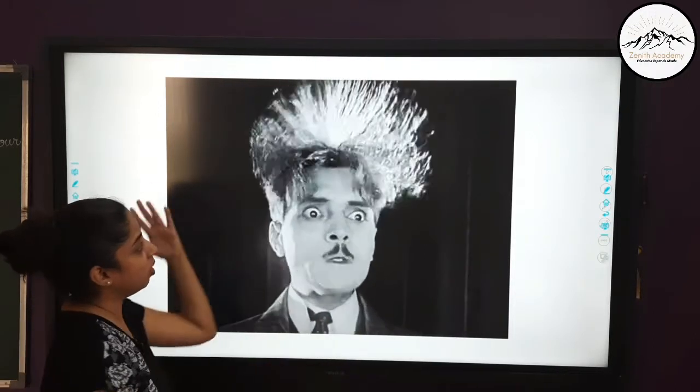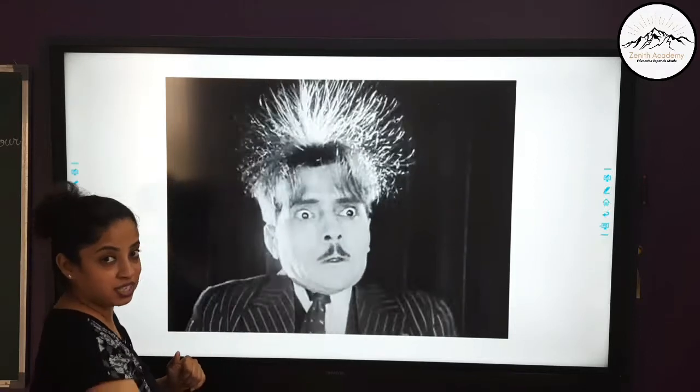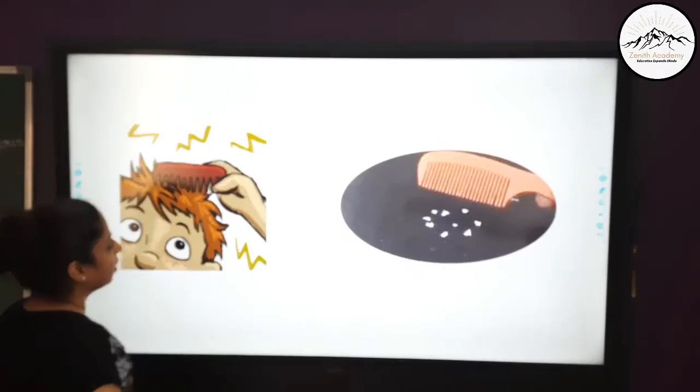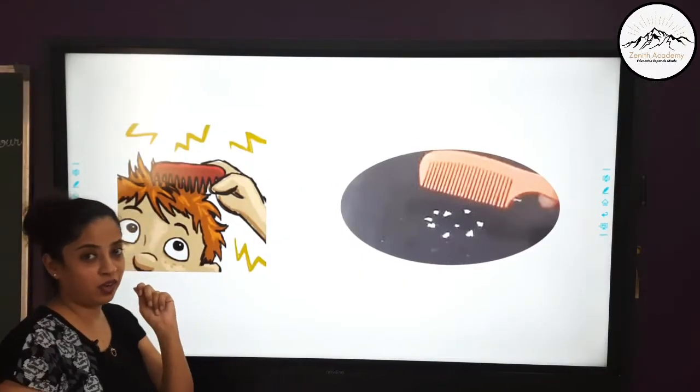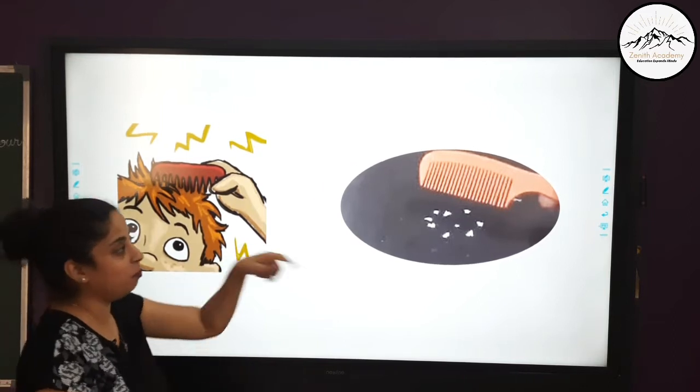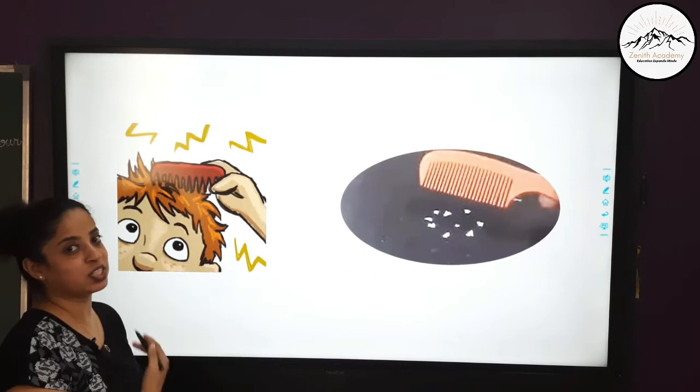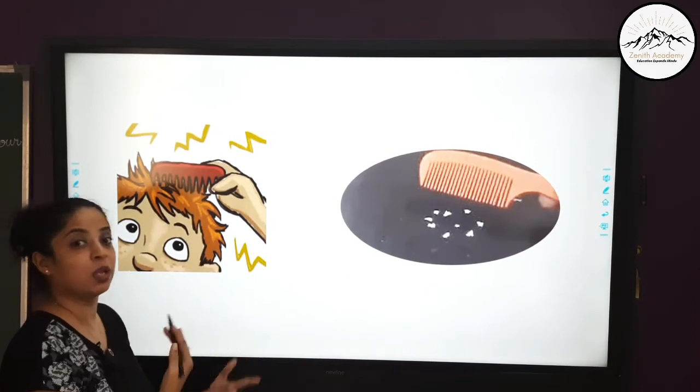We will talk about the reasons of all these effects later on in our chapter. You all must have done this. You all must have rubbed the comb or your scale during your classes and then tried to pull up small bits of paper. So this is not magic, this is also static electricity, and this is also a game of charges.